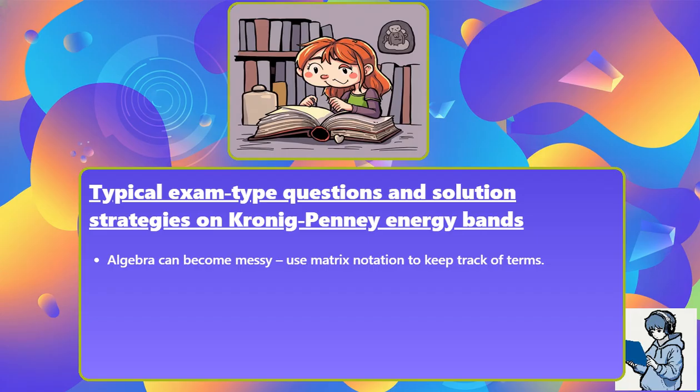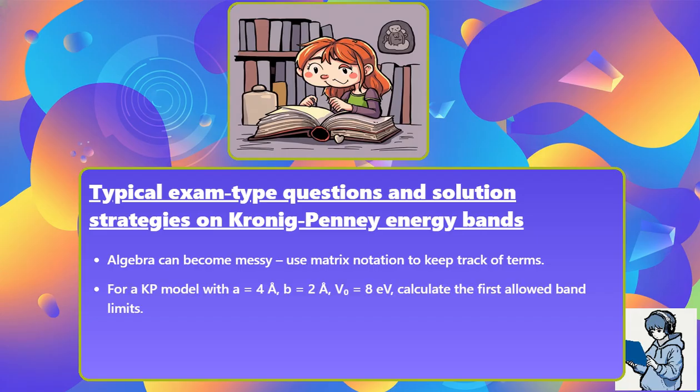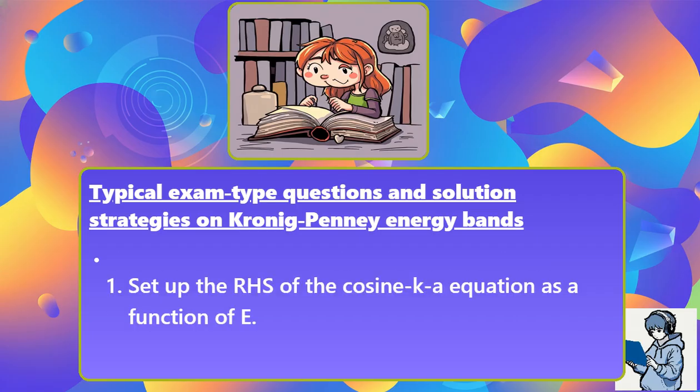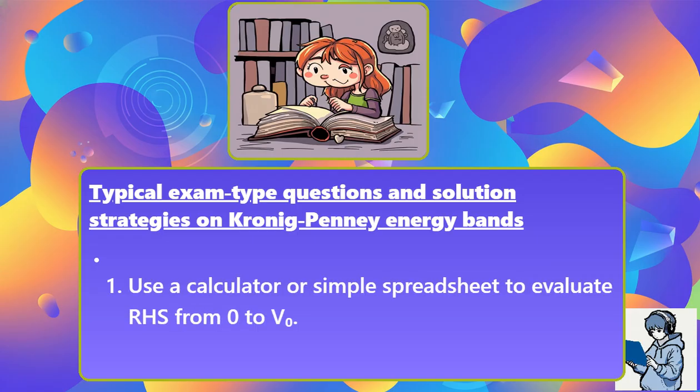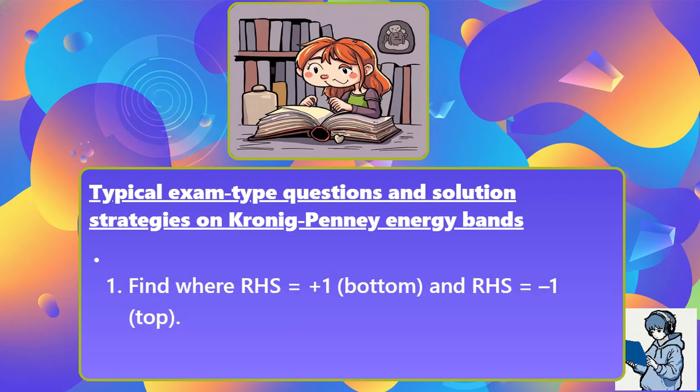Algebra can become messy. Use matrix notation to keep track of terms. For a KP model with a equals 4 angstrom, b equals 2 angstrom, V0 equals 8 electron volts, calculate the first allowed band limits. 1. Set up the right-hand side of the cos(ka) equation as a function of E. 2. Use a calculator or simple spreadsheet to evaluate the right-hand side from 0 to V0. 3. Find where the right-hand side equals plus 1 at the bottom and minus 1 at the top.